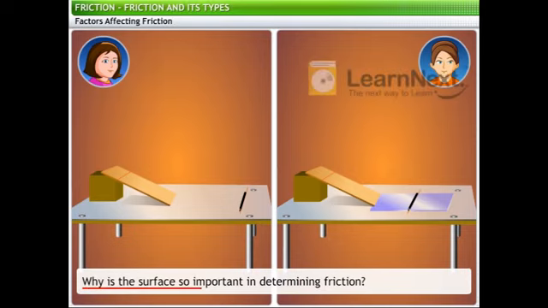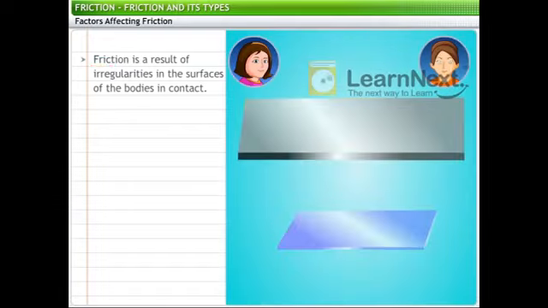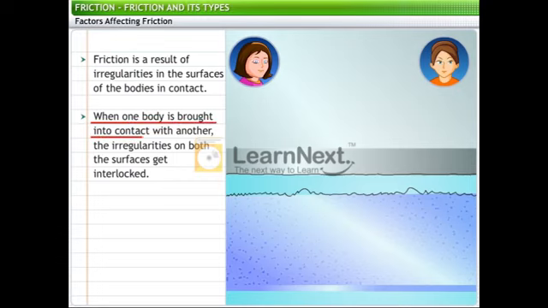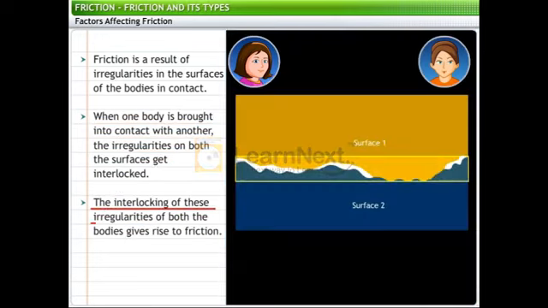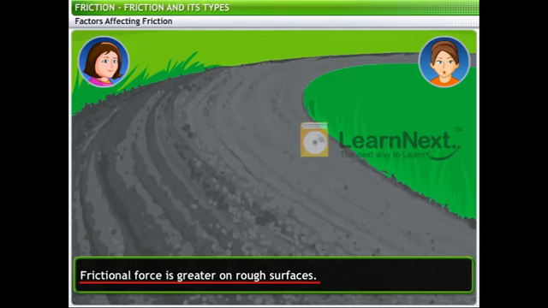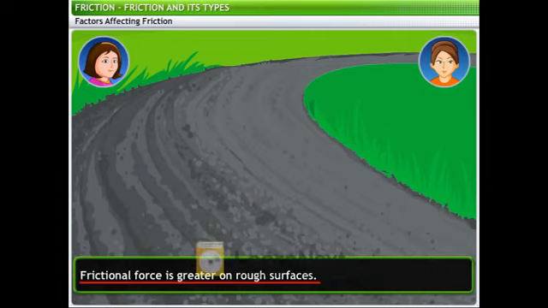But why is the surface so important in determining friction? Friction is a result of irregularities in the surface of the bodies in contact. Even the surfaces of the bodies that appear smooth to us have tiny irregularities. When one body is brought into contact with another, the irregularities on both the surfaces get interlocked. The interlocking of these irregularities of both the bodies gives rise to friction. To move any of these bodies, force has to be applied to overcome the interlocking. Now, think of rough surfaces, such as a gravelled road, which have far more irregularities. Can you imagine how much force will be needed to overcome the interlocking between the rough surfaces?